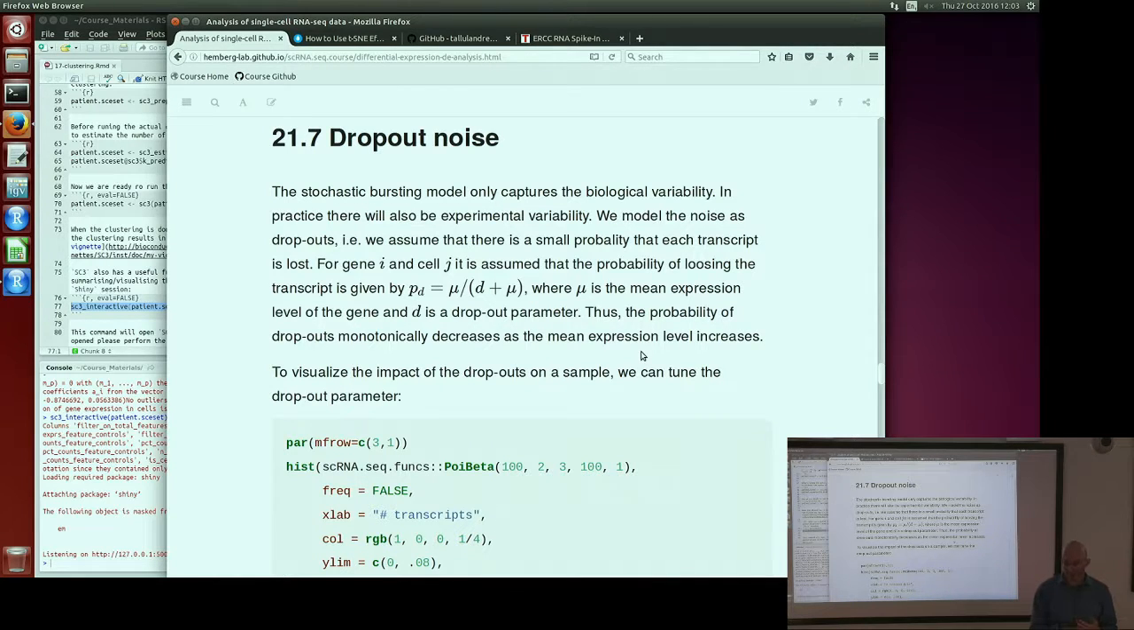To do that, we add an additional parameter to the command, where we introduce additional zeros in a way which is inversely proportional to the mean expression level. So this parameter will determine how many more zeros you get, or how often you'll have dropouts compared to having no extra dropouts.